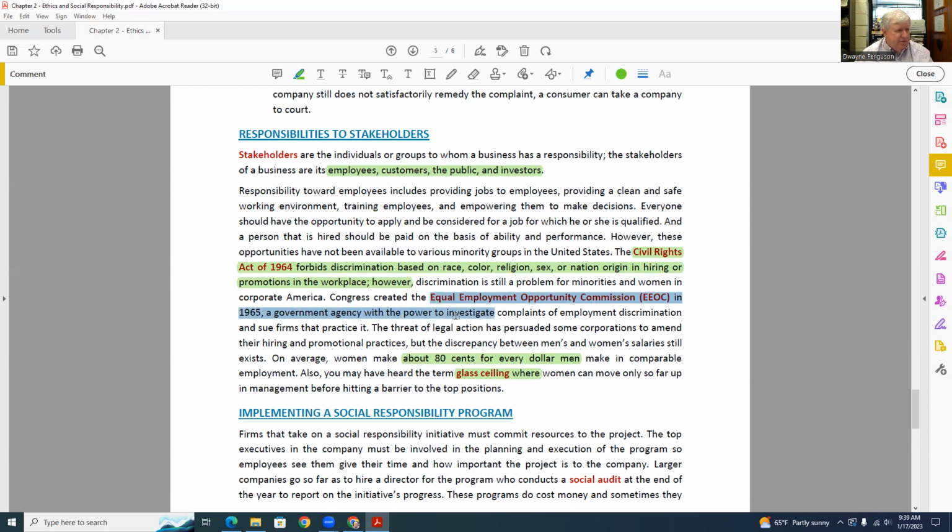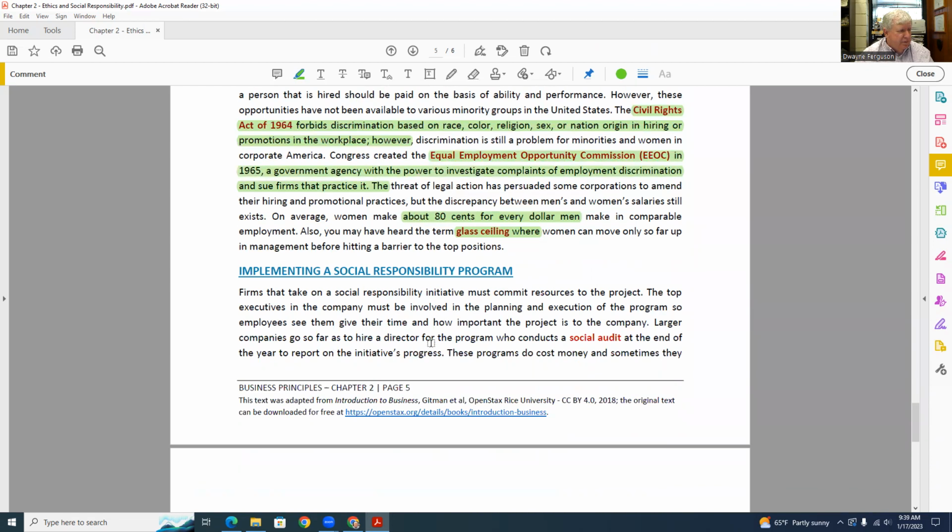Anyway, Congress created the EEOC in 1965, a government agency with the power to investigate complaints of employment discrimination and sue firms that practice it. So if you had a complaint where you were being discriminated against in your company, maybe when it comes to promotions or pay, you can always take it to the EEOC. Let's see what else we have here.